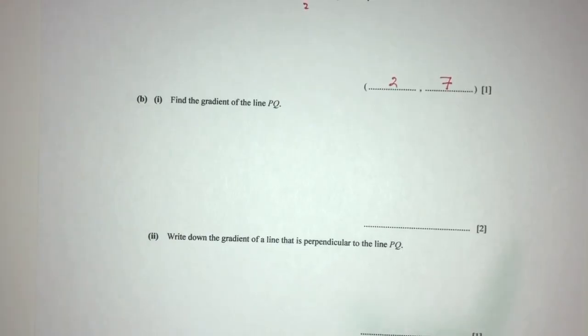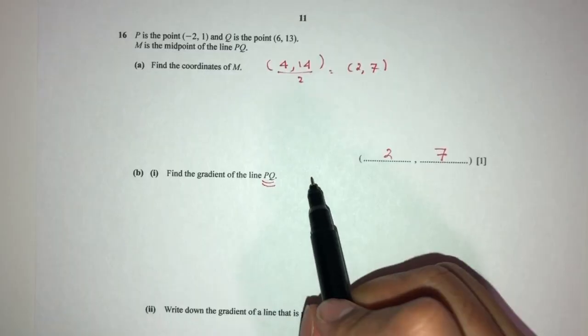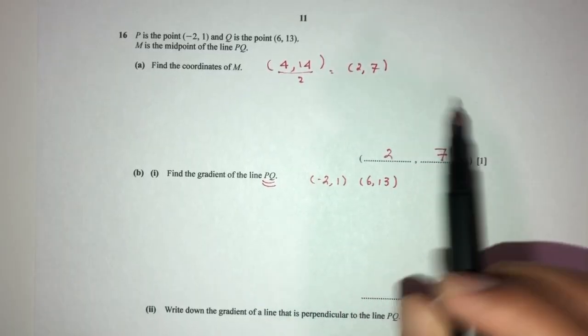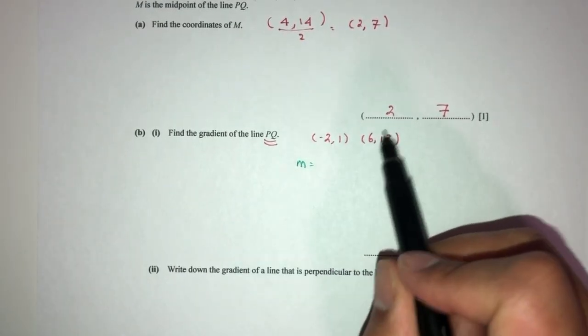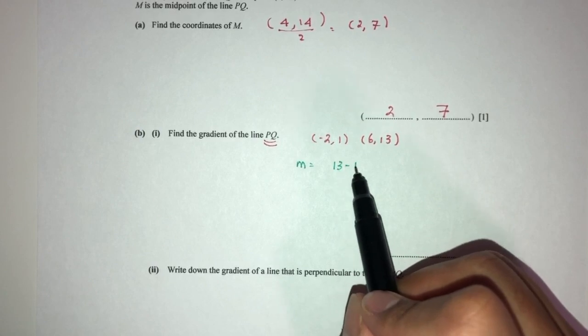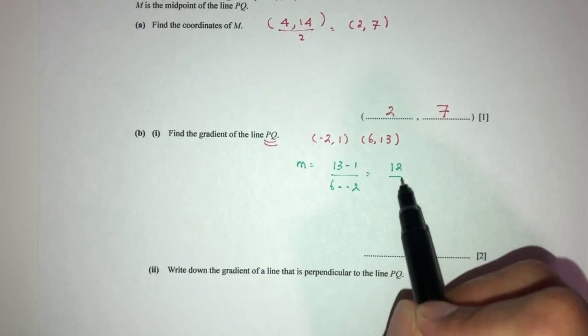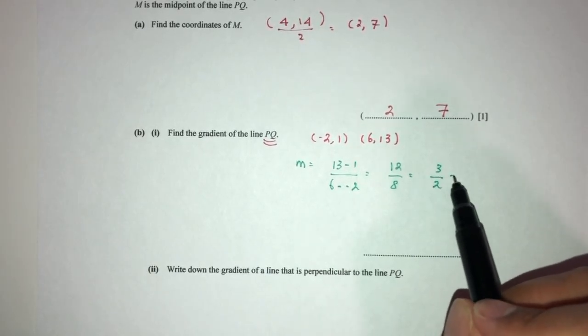We have to find the gradient of PQ. Again, we have to use the formula, pretty easy. We know the points it passes through, which are these. Now we just have to apply the formula: the gradient is equal to y2 minus y1 over x2 minus x1. So 13 minus 1 divided by this minus this. That will become 12 over 8, which divided by 4 will be 3 over 2. That should be 1.5, for example.